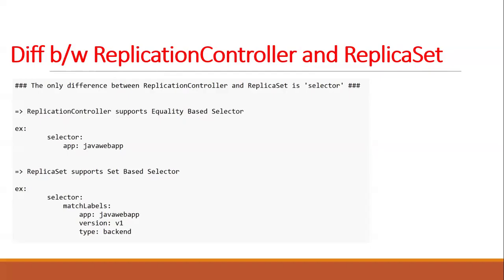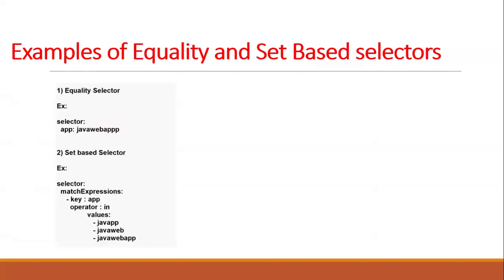So the replication controller uses an equality based selector. What is an equality based selector? An equality selector example is selector equal to web app Java web app. For a set based selector, in the selector we can provide matchExpressions with key, operator and values, everything in the set based selector.